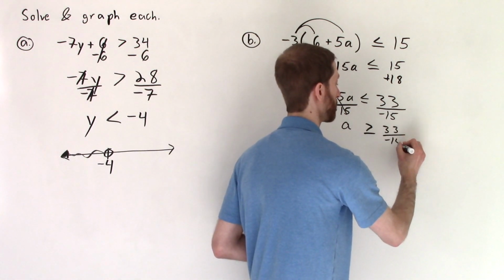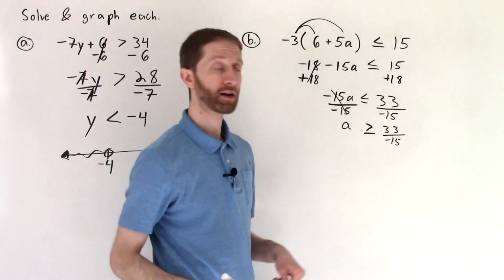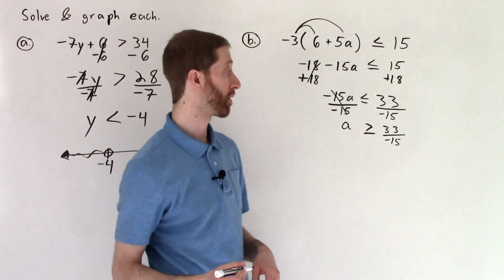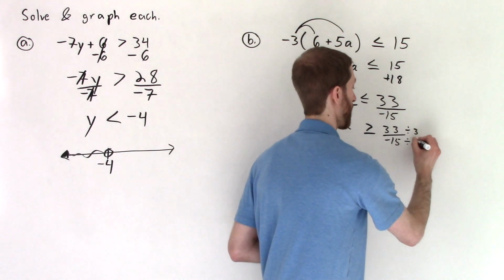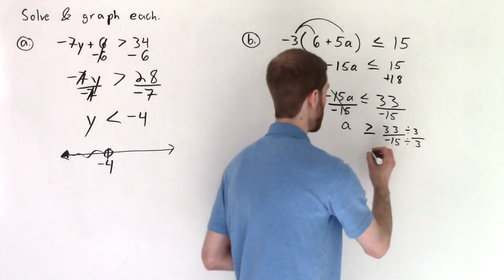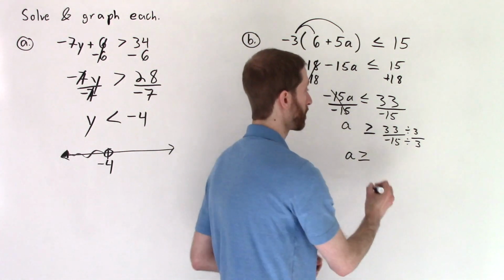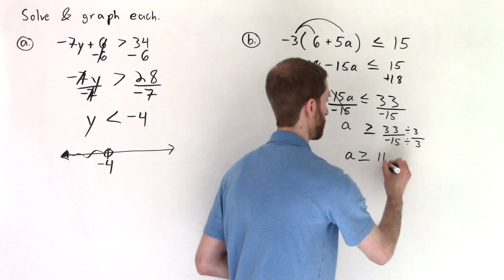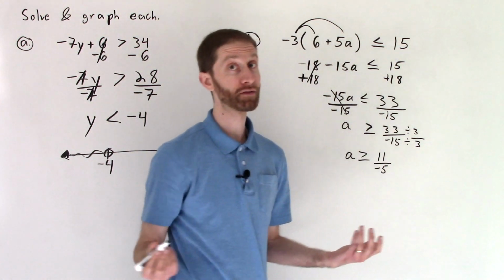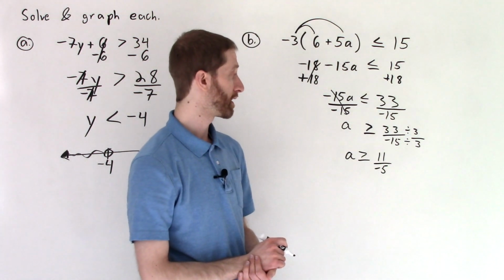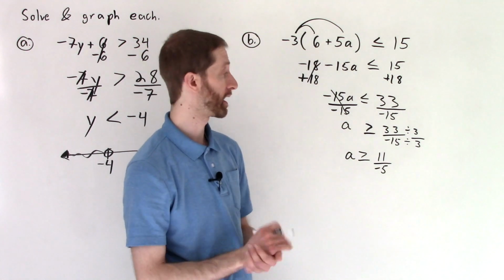And I am going to simplify that. The greatest common factor of 33 and 15 is going to be 3. So I'll divide the numerator and the denominator by 3, and that will give you that a is greater than or equal to 11 over negative 5, or negative 11 fifths. So negative 11 fifths is negative 2 and 1/5.